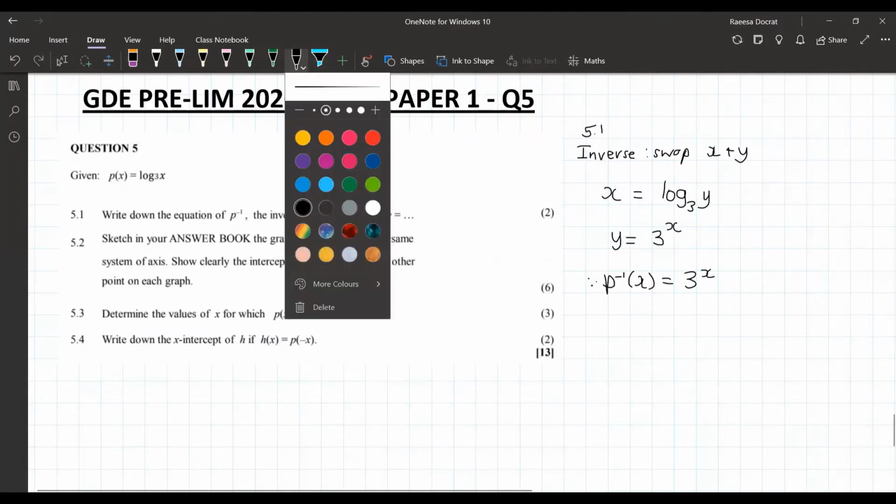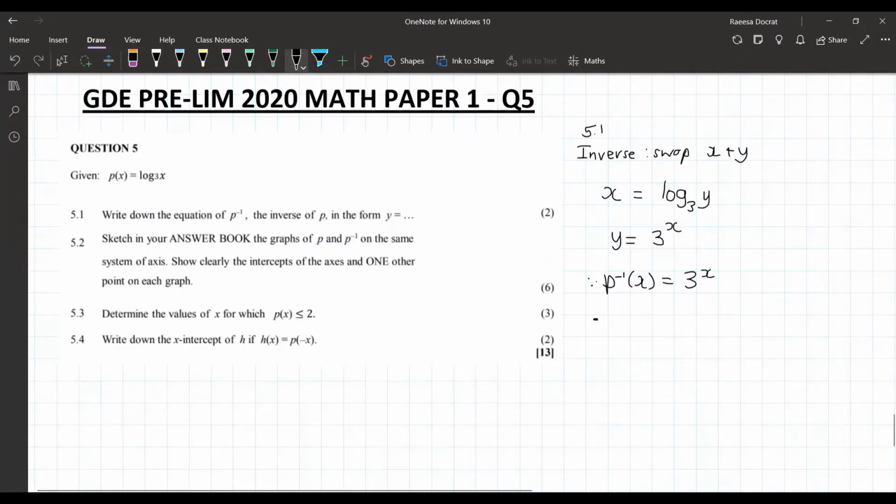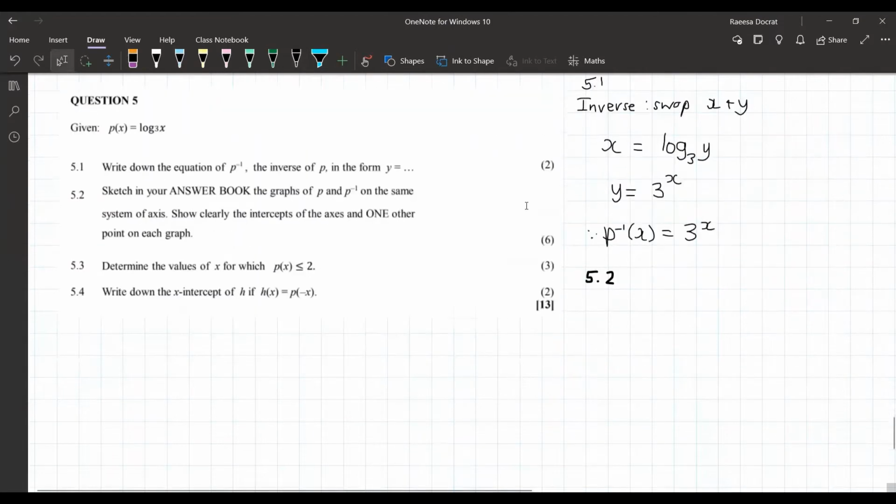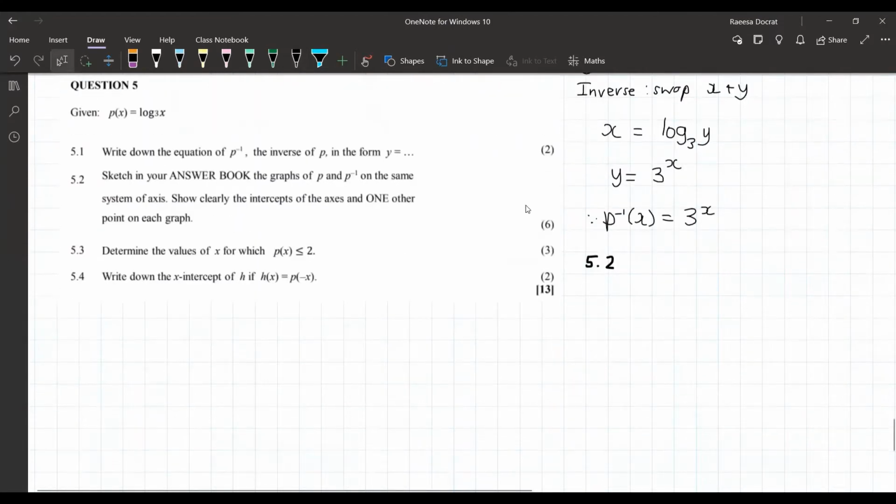Let's have a look at number 2. It says sketch the graphs of p and p inverse on the same set of axes and show all intercepts of the axes with one another and the point on the graph. Okay, we don't have an answer book, we'll just sketch it here. It's out of 6 marks, so it's quite a lot of work.